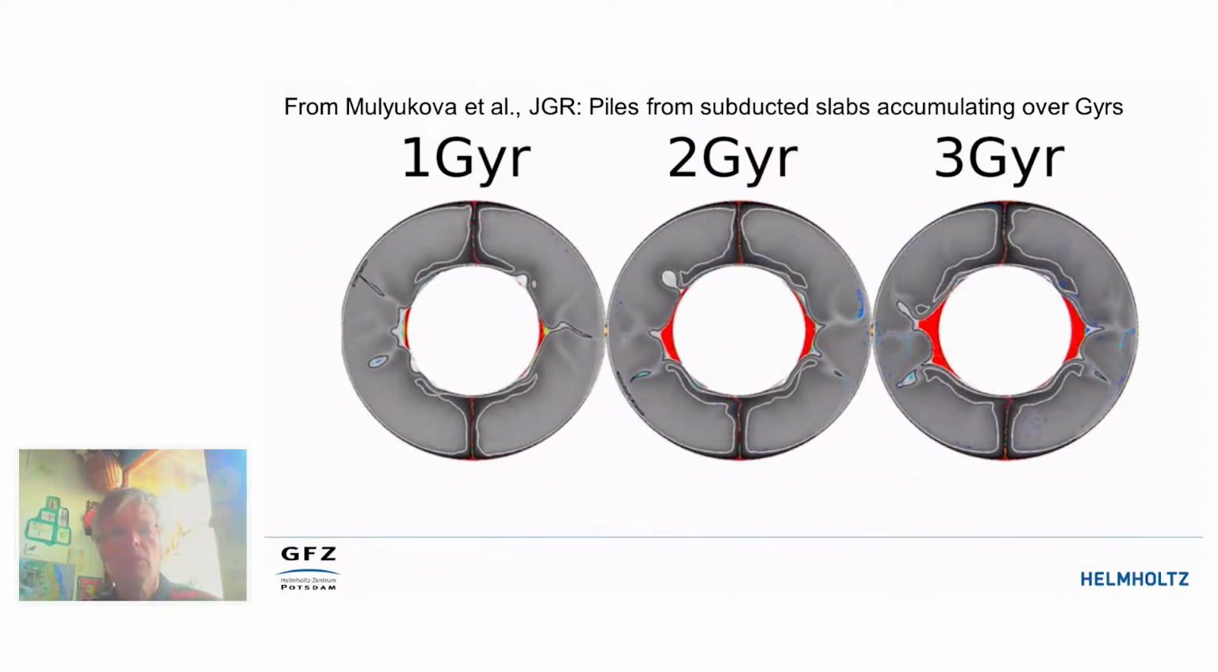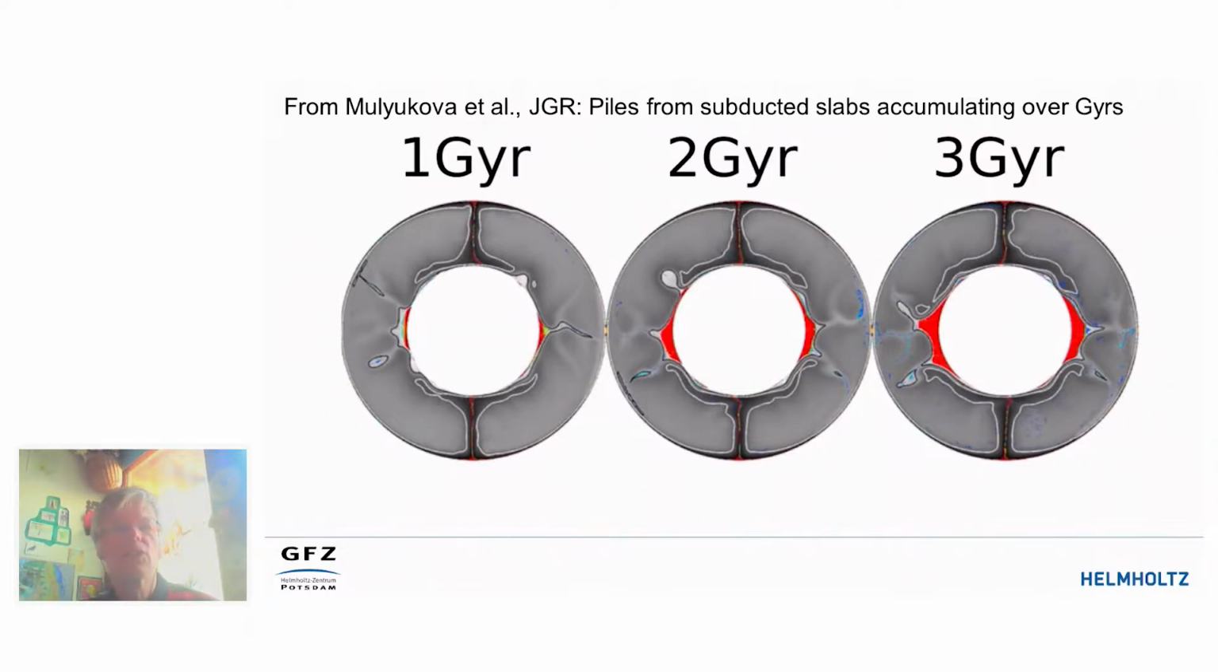So about what those LLSVPs consist of, there are basically two different ideas. One is that it's primordial material that has been there since the beginning of the Earth, and the other is that it could be subducted slab material that's accumulated over billions of years.